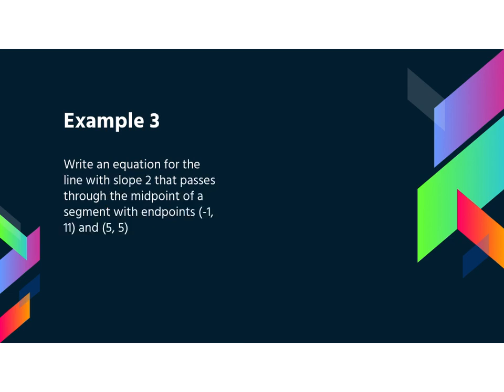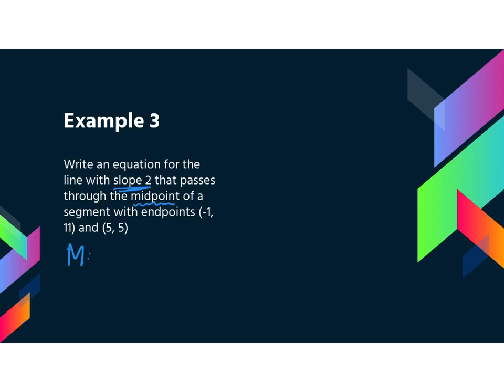Let's take a look at example 3. Write an equation for the line with slope 2 that passes through the midpoint of a segment with endpoints -1, 11 and 5, 5. So this one requires a little bit different. We've been given our slope. We need to actually find the midpoint because it wants to go through that point. So we can find our midpoint knowing our endpoints.